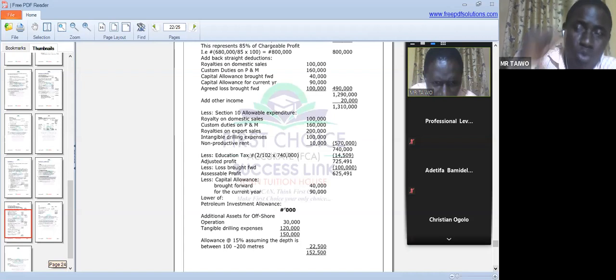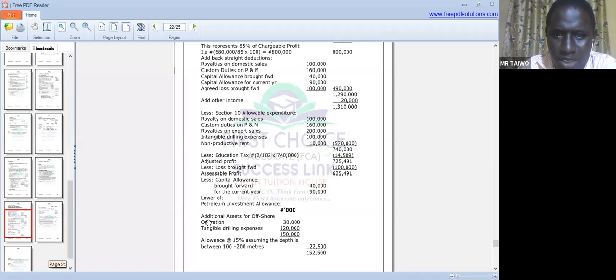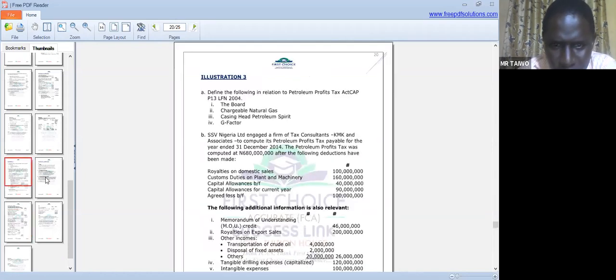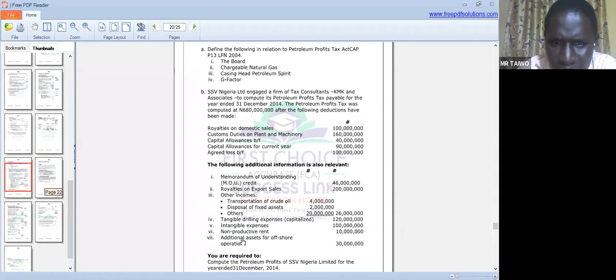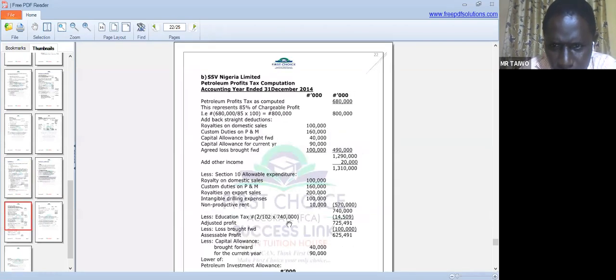What you need to compute is petroleum investment allowance. Now, you know there is an additional asset for offshore operation. They acquire additional assets based on the questions. I think they tell you somewhere there that they acquire additional assets. They stated this in the questions. Look at this. The additional asset for offshore operation was 30 million.